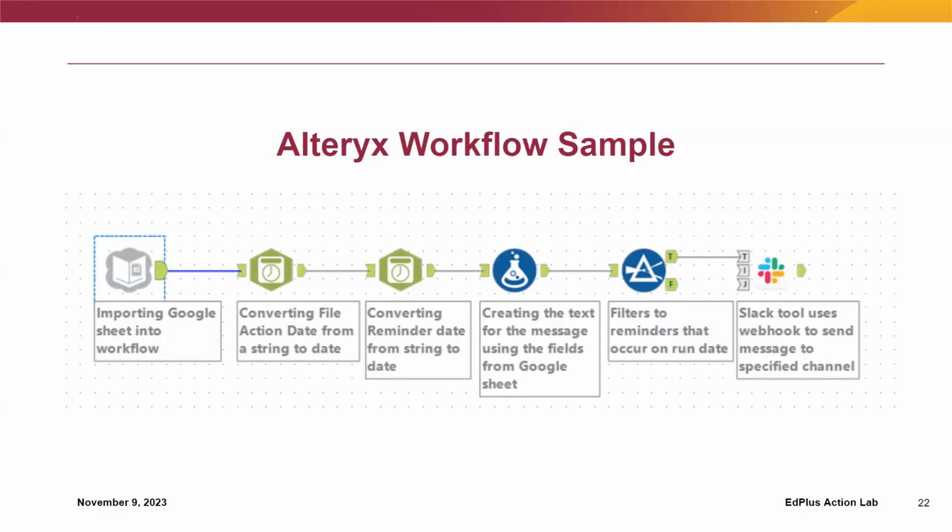And then this is where it's important. You filter to reminders that occur on that run date. So we basically want, say, if the reminder date is today, and today equals today, those two equal each other, then it'll send. If not, it's not going to send anything. It'll run, but it won't send anything. And so then there's your Slack tool that uses a webhook to send messages to a specific channel.